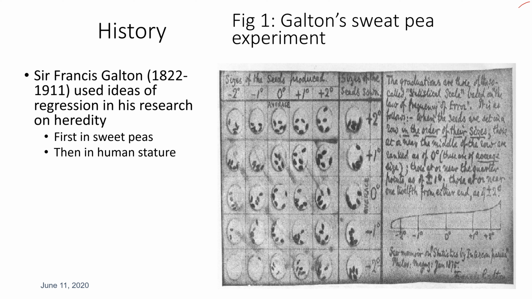He took seeds of sweet peas and categorized them based on their sizes. So the seeds were categorized as very large, large, average, small and very small seeds. And each of these categories of seeds was sown in different plots. And then he got the yield. And yield was also categorized on a similar basis.